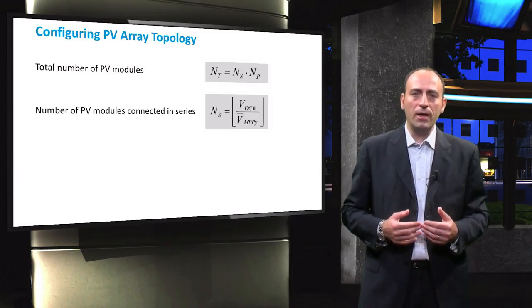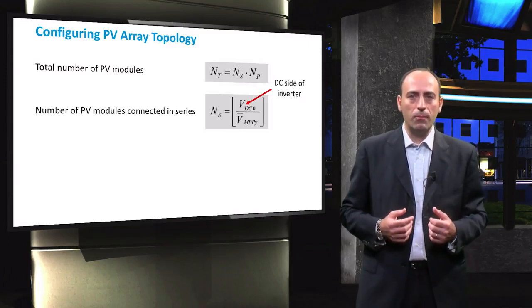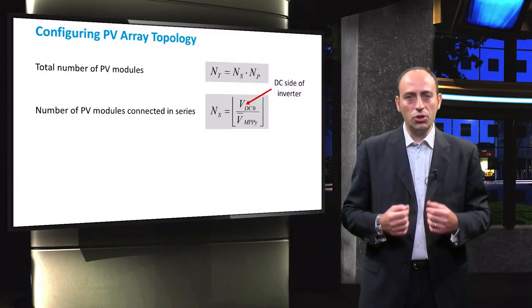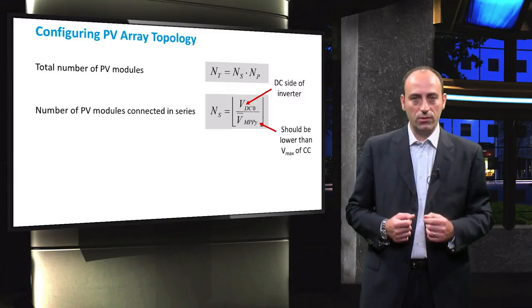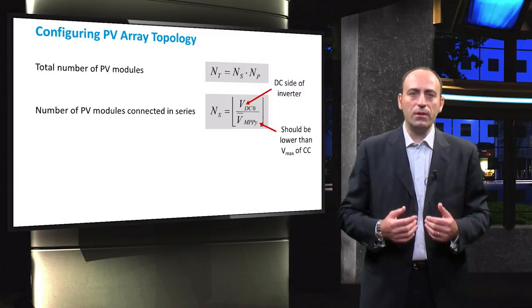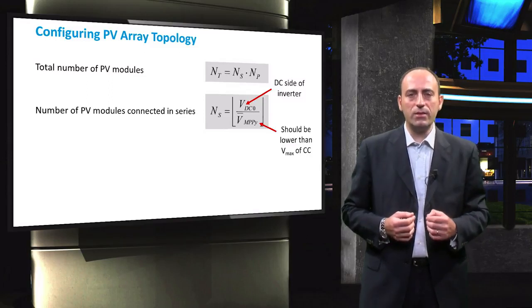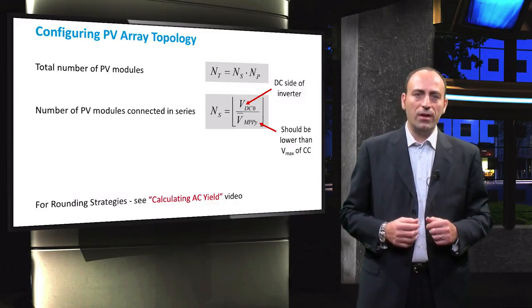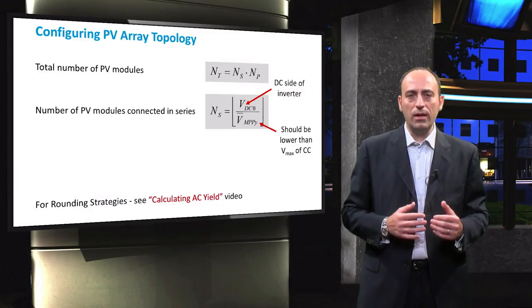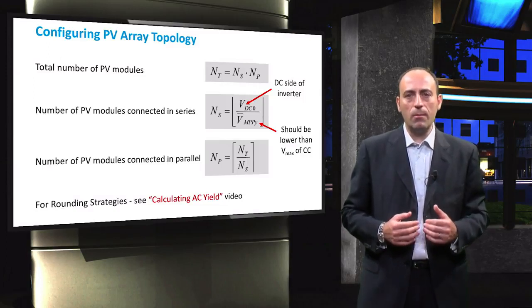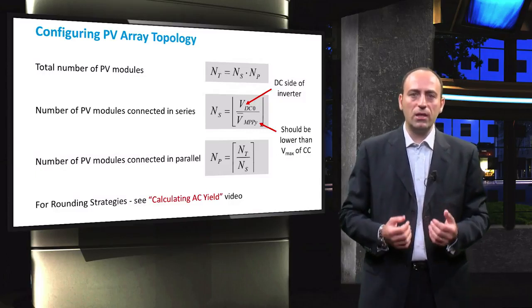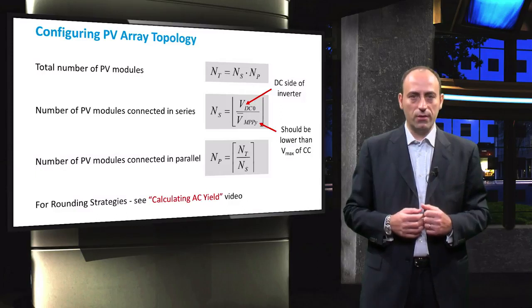Further, you have to keep in mind that this averaged maximum power point voltage of the PV module should be smaller than the maximum voltage of the charge controller to avoid damage to the latter. Also, the resulting value is rounded down to its nearest integer. To understand this rounding approach, you can refer to the video Calculating AC Yield. Finally, the number of PV modules in parallel is determined by dividing the total number of PV modules by the number of PV modules in series. Here, the resulting value should be rounded up to the nearest integer.